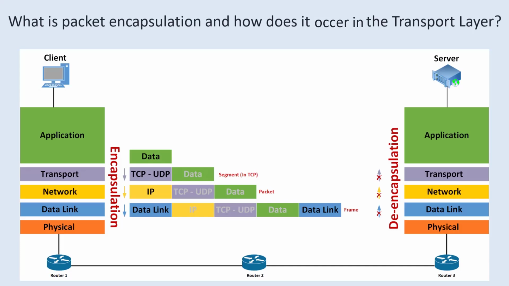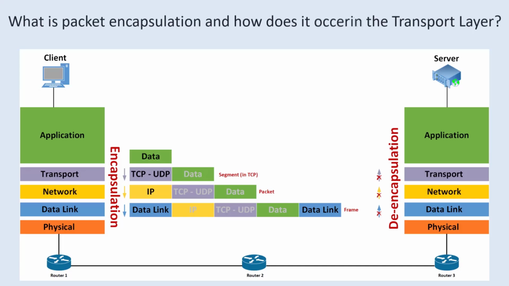Packet encapsulation in the transport layer typically involves the addition of a transport layer header to the data received from the upper layer, typically the application layer. Okay? This process prepares the data for transmission across the network. The specifics can vary based on the transport protocol being used, commonly TCP or UDP.